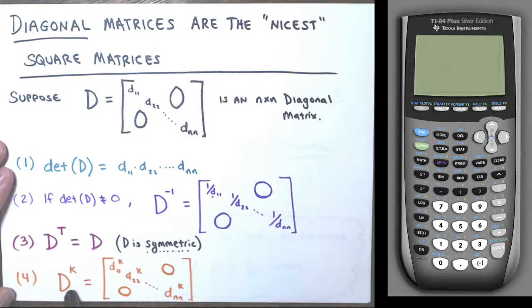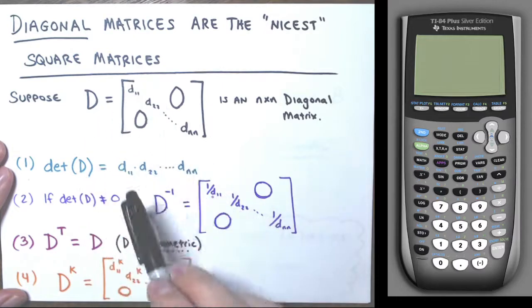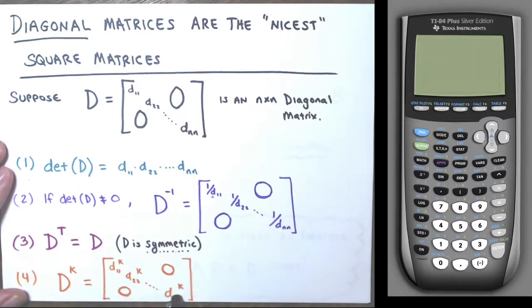And here's a nice one too. When you raise a diagonal matrix to some integer power, say D to the kth power, the resulting product, say it was D squared, D times D, would have the main diagonal entries of the original raised to that power. So it's still another diagonal matrix, but you have d11 to the kth power, d22 to the kth power, all the way to dnn to the kth power, and then everywhere else off the main diagonal is a 0.